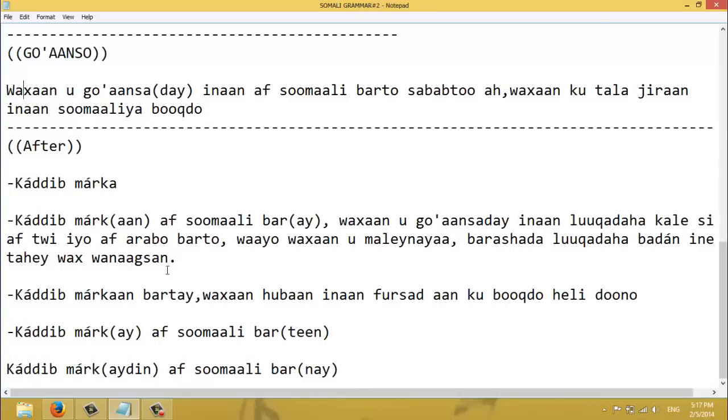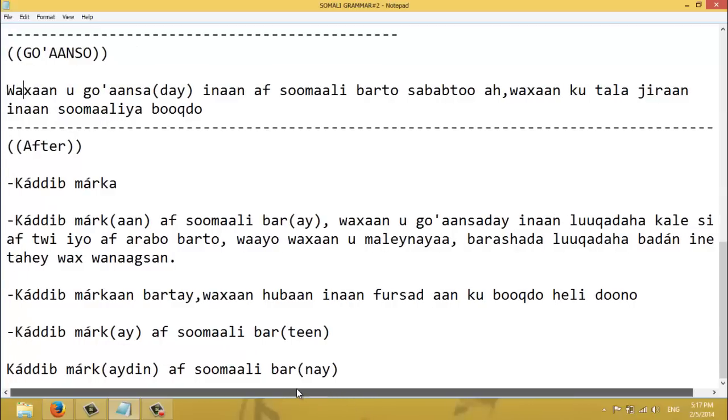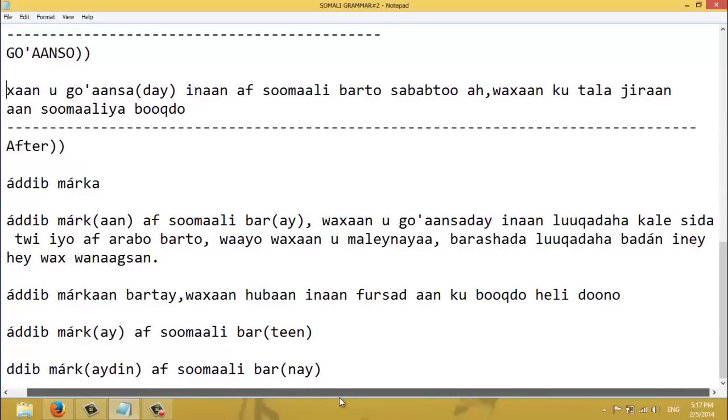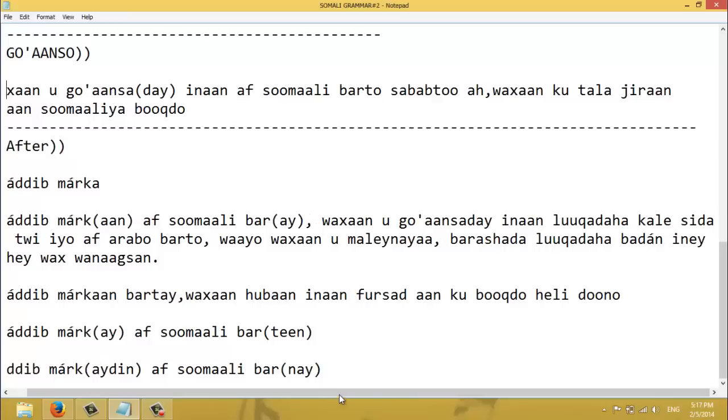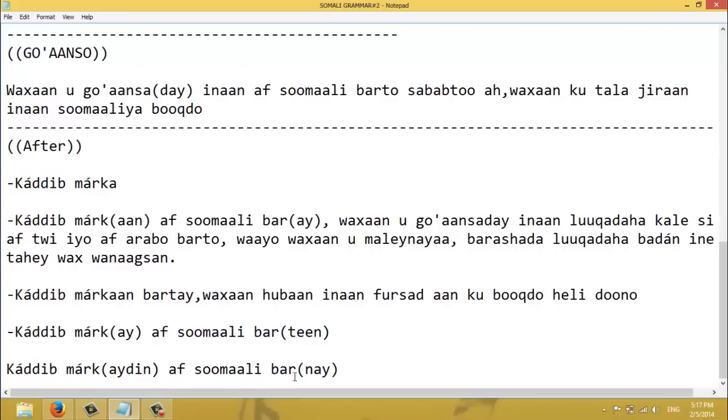So again, after I learned Somali, I decided that I'm going to learn other languages, such as Twi and Arabic, because I think that learning many languages at the same time or in general is very enriching. Let's look at some more examples.